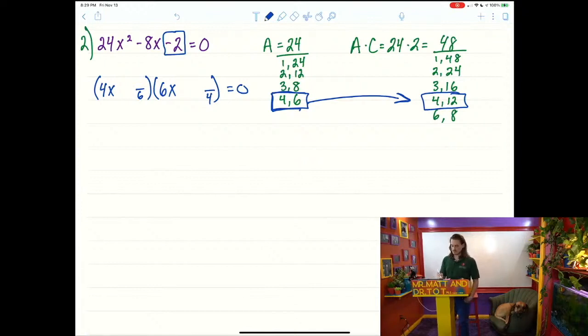And now I just simplify. So 4x minus 12 divided by 6 is 2, times the quantity 6x plus 4 divided by 4 is positive 1.